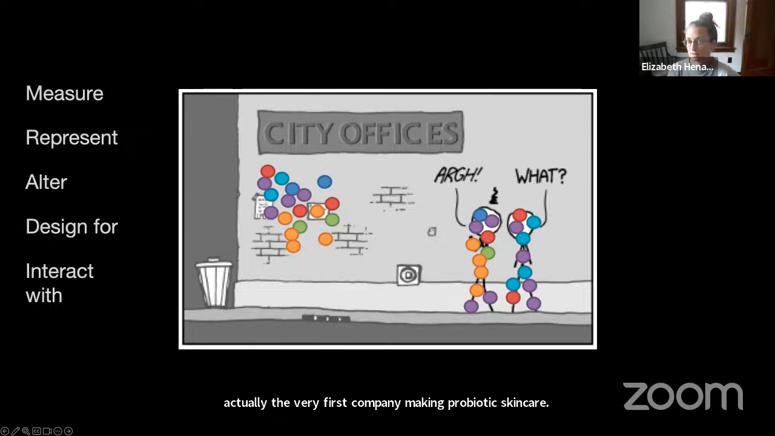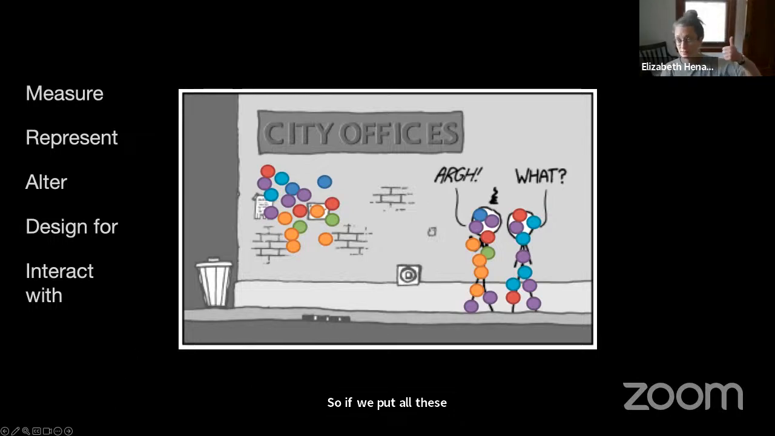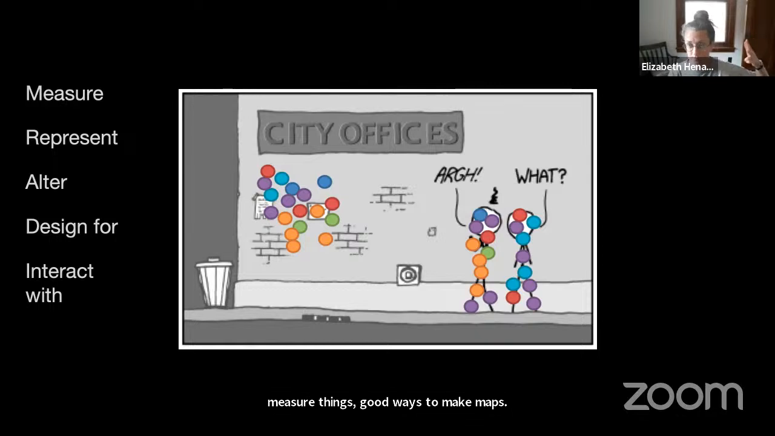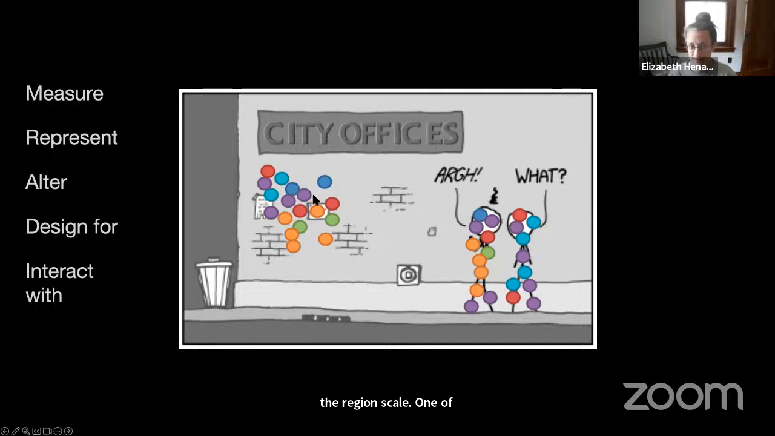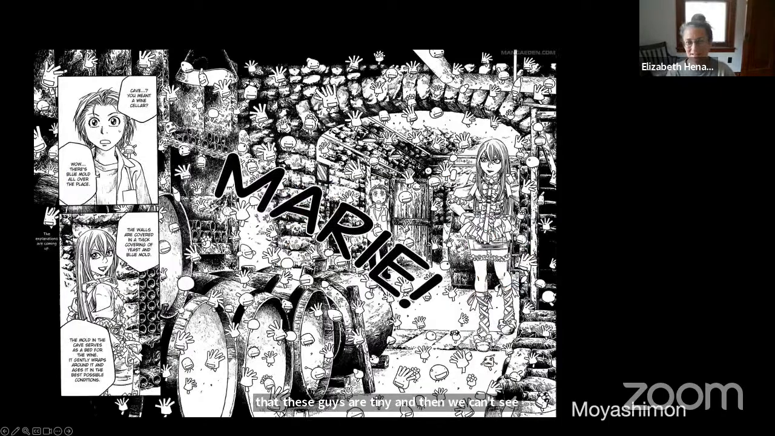So if we put all these together, if we have good ways to measure things, good ways to make maps, tools to be able to design for microbes, and interfaces to be able to interact with them, then we can start integrating these microbial metrics into designs either at the city scale or the human scale, or also the region scale. One of the real challenges is the fact that these guys are tiny and that we can't see them. If I had a superpower, my superpower would be to be able to see microbes in the environment. I think that would be awesome.